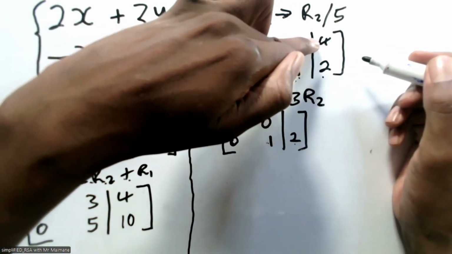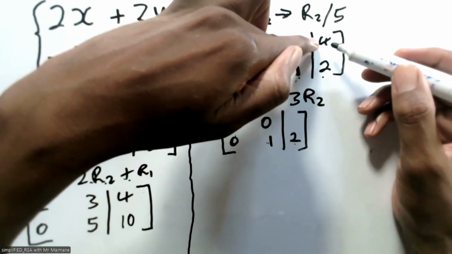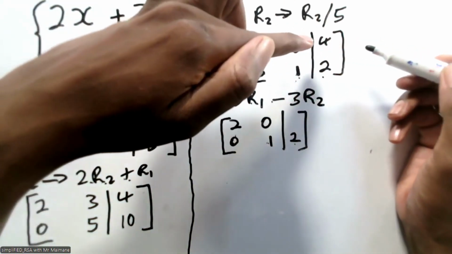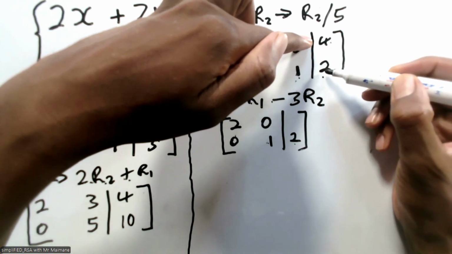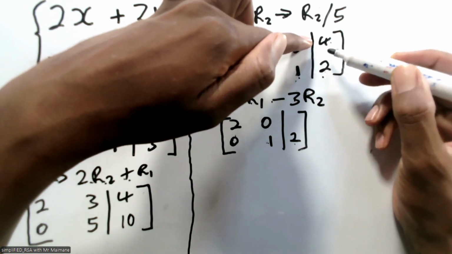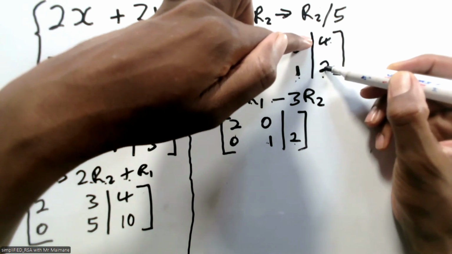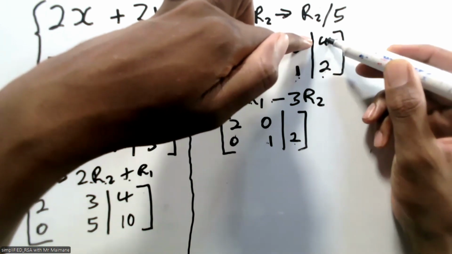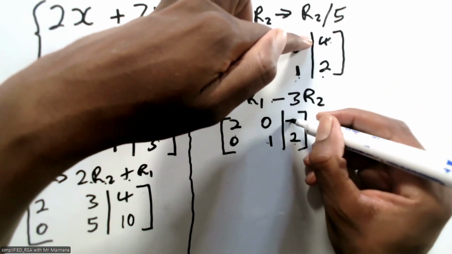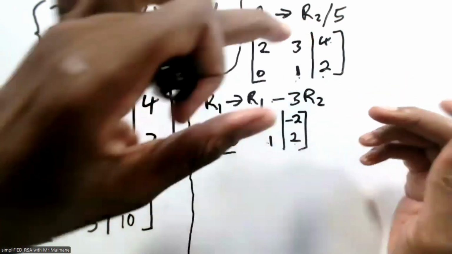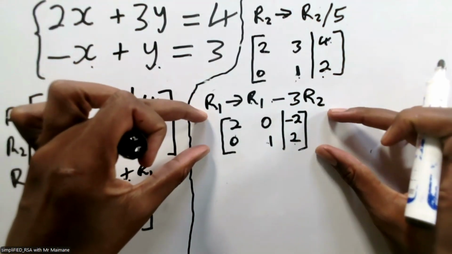Now look at this. It's getting fun, because you have to do everything throughout that row. 4 minus 3 times 2. 3 times 2 is 6. 4 minus 6 will give me minus 2. So this is what I have now.